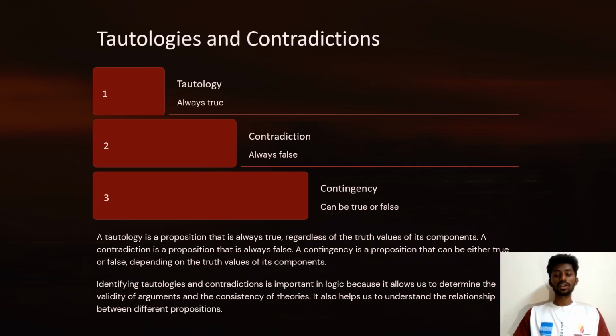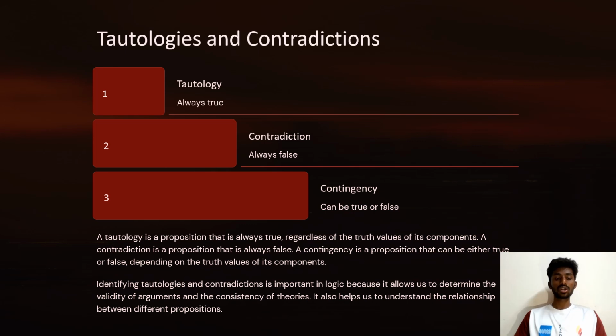Conditions of tautologies and contradictions. When a statement is always true, then it comes under tautology. And contradiction refers to a statement when it is always false. A tautology is a proposition that is always true, regardless of the truth values of its components. A contradiction is a proposition that is always false. A contingency is a proposition that can be either true or false depending on the truth values of its components.